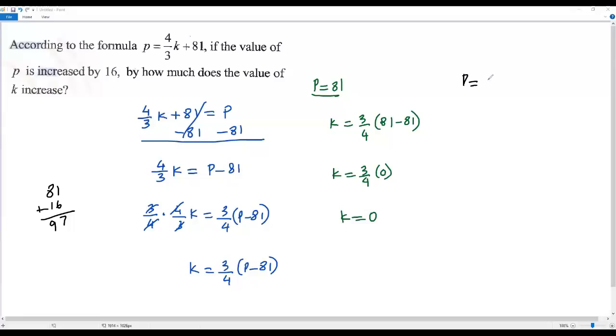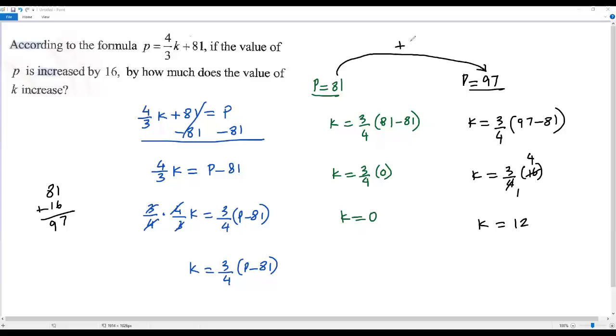So now I'm going to plug in P equals 97 into this formula. K equals 3/4 times (97 minus 81). 97 minus 81 becomes 16. 4 goes into 4 once, and 4 goes into 16 four times. I get K equals 3 times 4, which is 12. So when I increase the value of P from 81 to 97, that is, I increase P by 16, the value of K increases from 0 to 12. So the increment is just 12. The value of K increases by 12 when P is increased by 16.